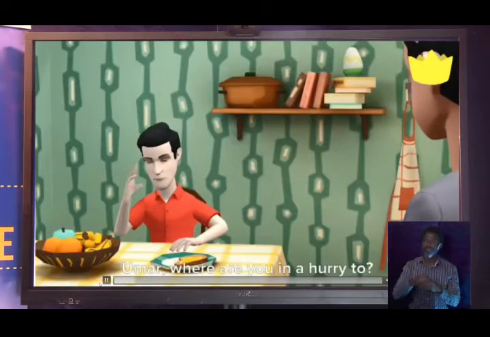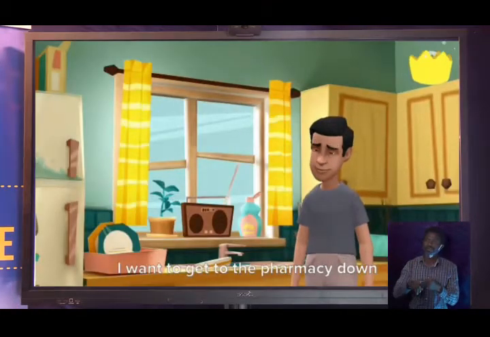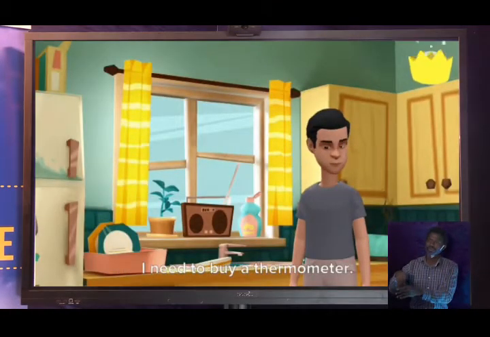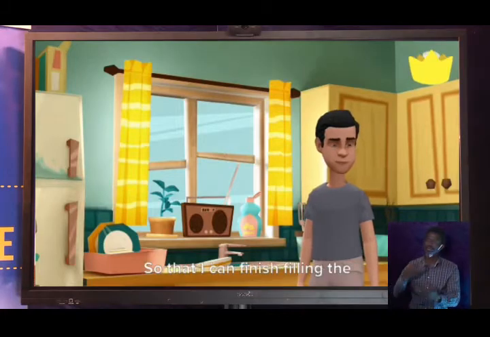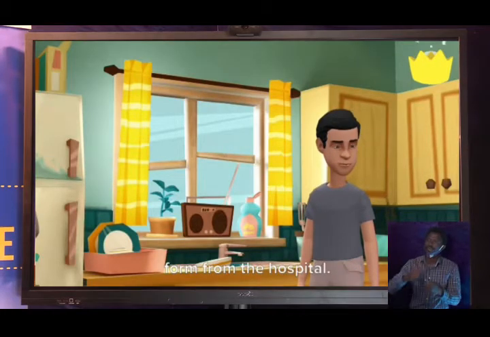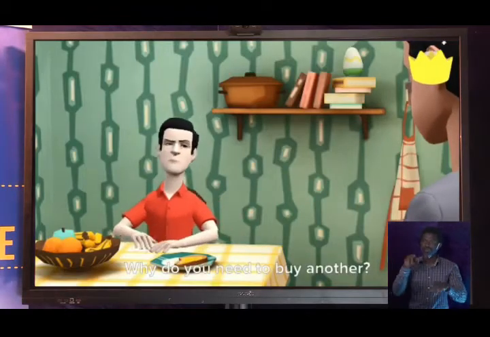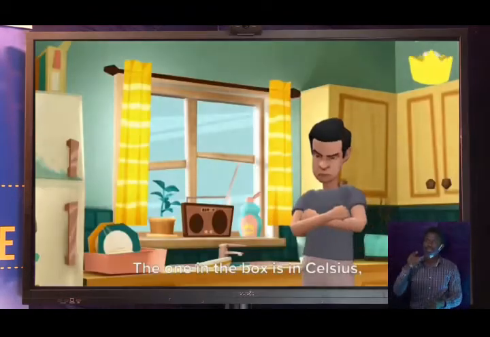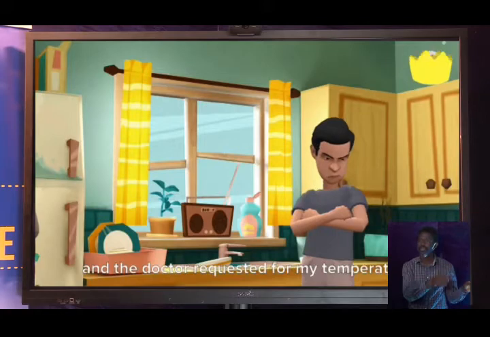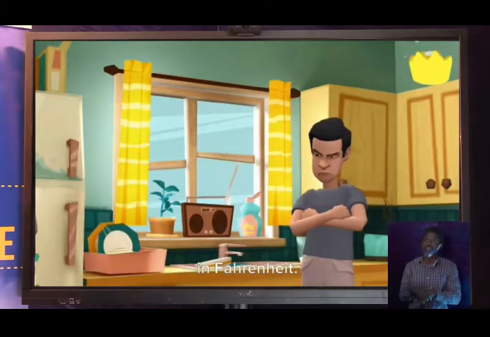Umar, where are you in a hurry to? I want to get to the pharmacy down the road before it closes. I need to buy a thermometer, so that I can finish filling the form from the hospital. I thought I saw one in the first aid box. Why do you need to buy another? The one in the box is in Celsius, and the doctor requested for my temperature in Fahrenheit.